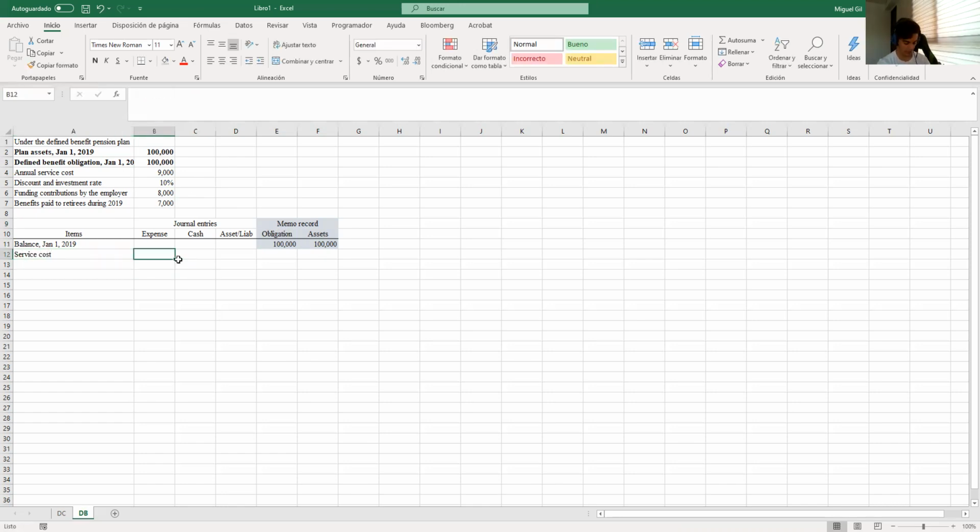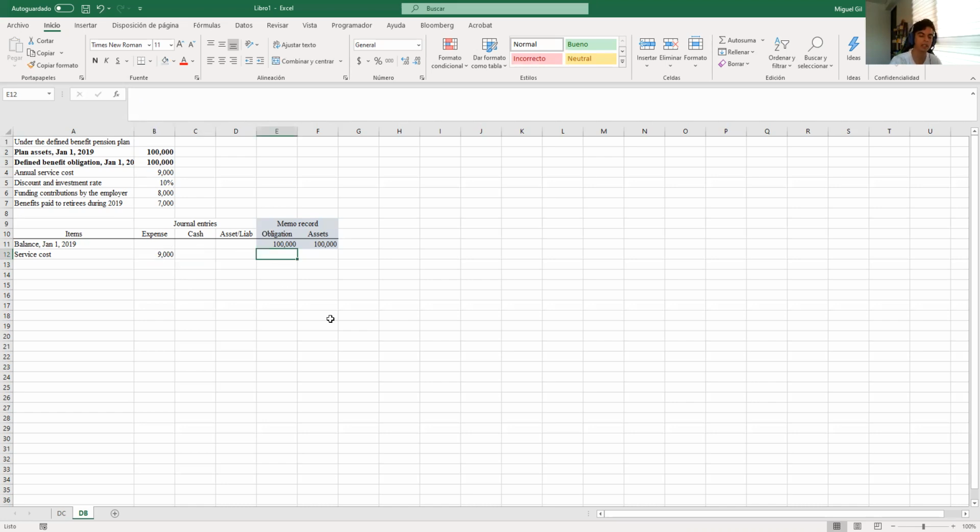And what do I need to do? I need to record this cost. So I will write it like this. I will write an expense of 9,000 because it's an expense, right? It's something that you need to pay. And in this case, I will not register it as cash because usually you don't pay that fee in cash.